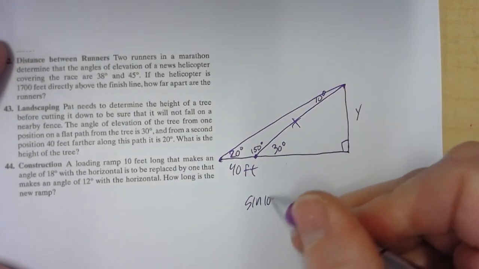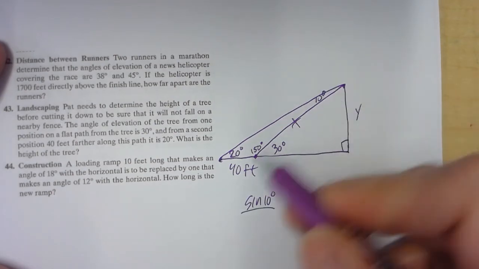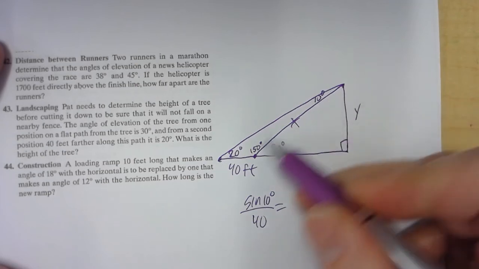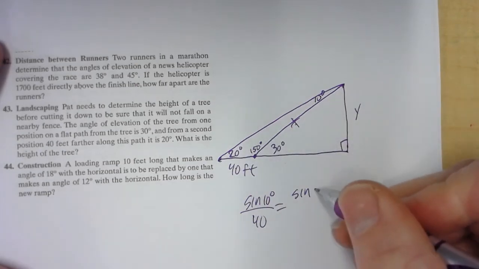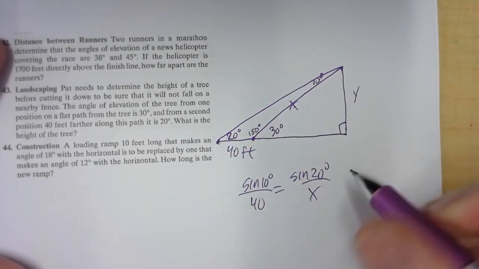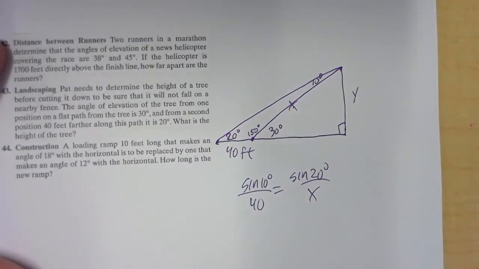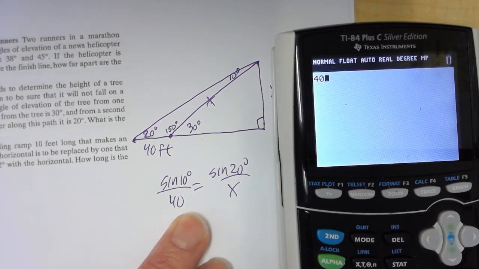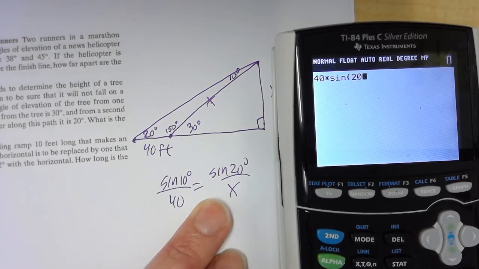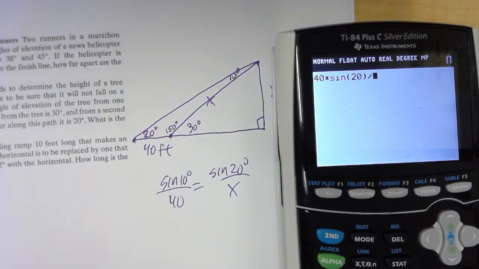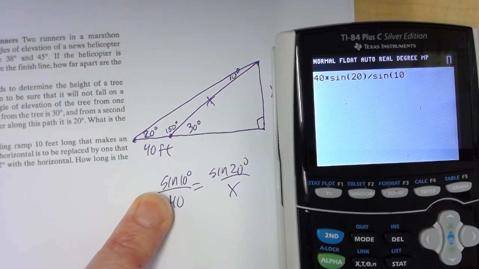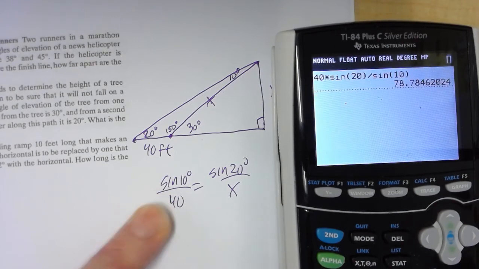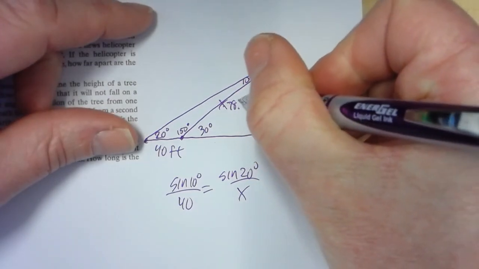So sine of 10 degrees over 40 is equal to, so that goes with that, and then the 20 goes with the x. Sine of 20 degrees goes with x. So it's this times this divided by that. So we do 40 times sine 20, close the parentheses, divided by sine of 10. 78. So that means this length here is 78 feet.